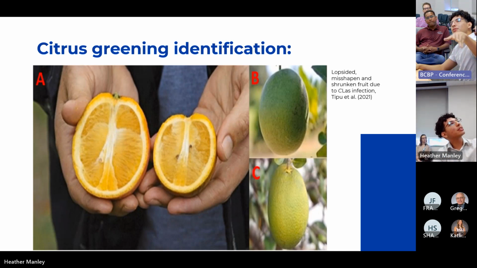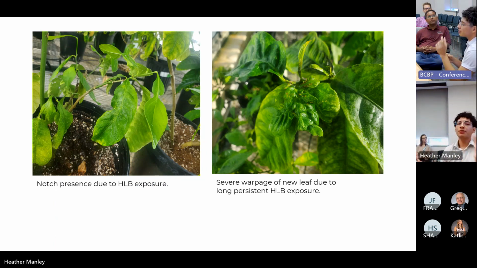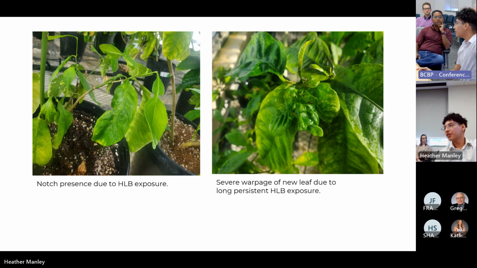Visual C is another representation of that. And here we can see noticeable notches on the leaf on the left-hand side. Either the left or right side of the leaf, the pathogen doesn't discriminate against which side is going to end up being notched, but you can see how there's quite noticeable damage. And this is due to early exposure to CLas. HLB is also another way of referring to it.